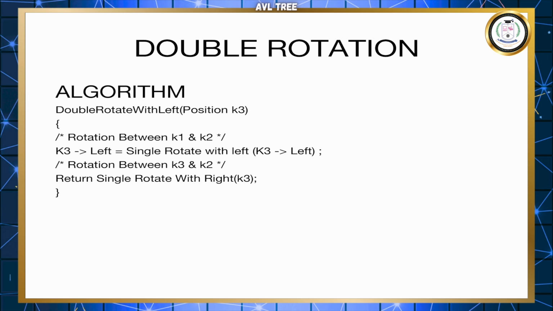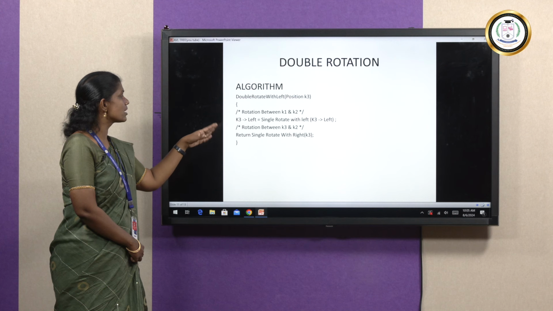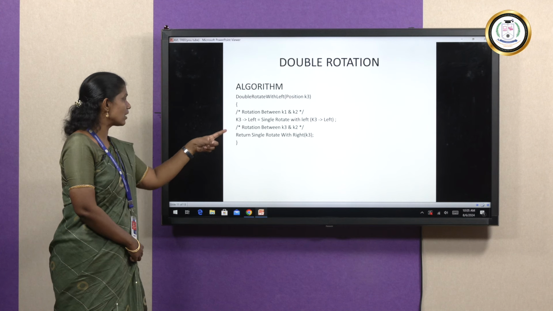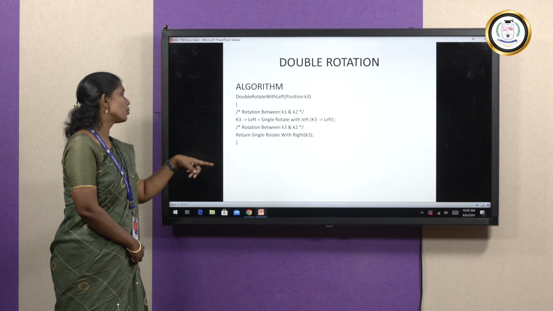Then you have to see the algorithm for this double rotation. Here you have to perform the two single rotations. The first is single rotate with left. Then the next is single rotation with right. That value only is to be written. This is your root node.